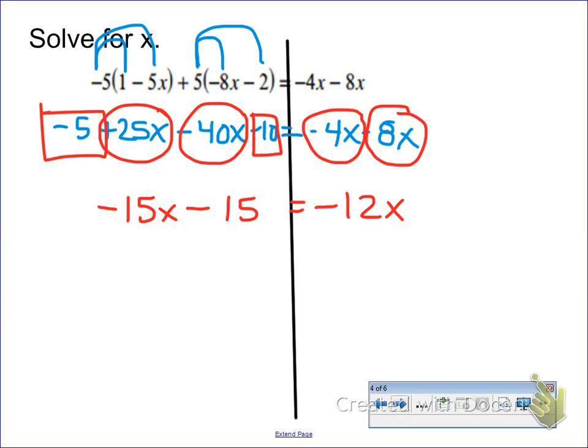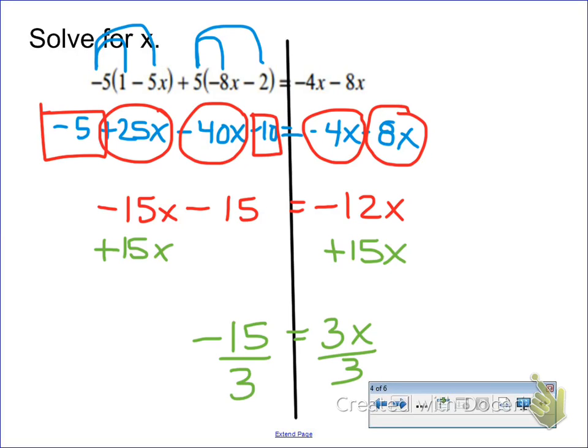Now, which is the smartest way to move the variables this time? Well, I think that we should add this 15x because then I'm going to have x's on one side and then I only have one constant term on this left side. In addition, if I add 15x, I'm going to end up getting a positive coefficient in front of x on the right side. So here I'm going to get negative 15 equals 3x. Divide both sides by 3. And I get x is equal to negative 5.